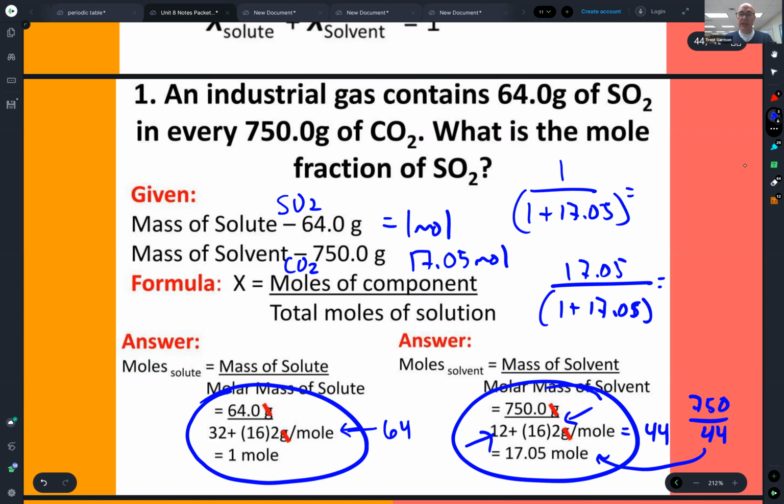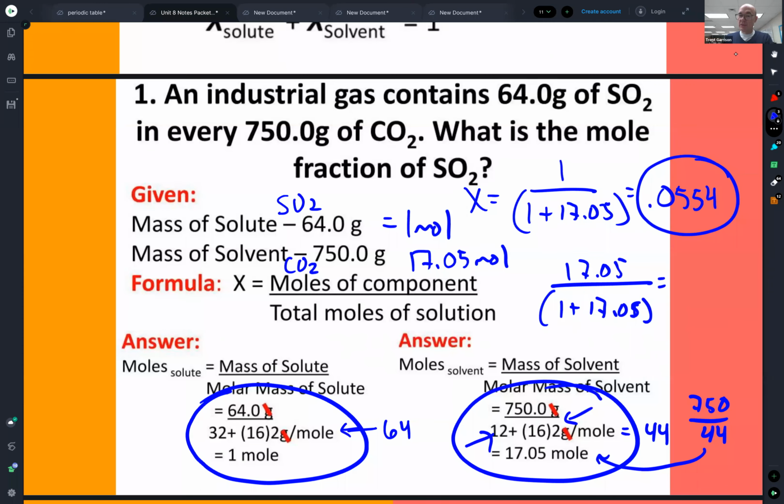So if I'm going to calculate what my mole fraction is here, don't multiply it by 100. I do 1 divided by 1 plus 17.05, and I get 0.0554 as my mole fraction, capital X. And if you do it for the other, it'd be 17.05 divided by 1 plus 17.05, and I would get, no surprise, the opposite value here, 0.945, since I've got 3 sig figs.